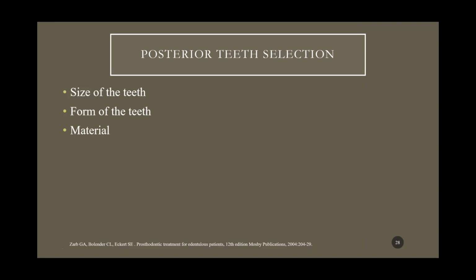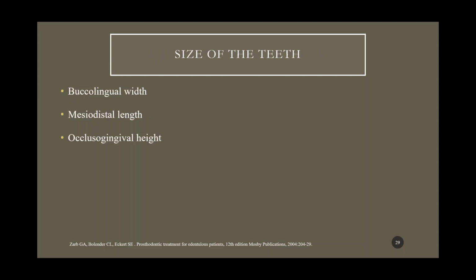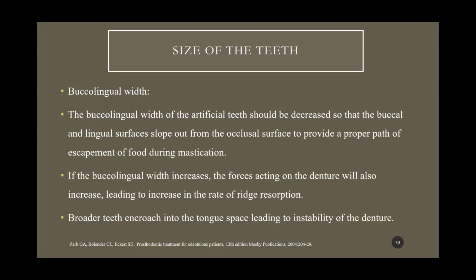Then coming to the posterior teeth selection, it will be covered under the size of the teeth, form of the teeth, and the material. The size of the teeth is divided into buccolingual width, the mesiodistal length, and the occlusal gingival height. The buccolingual width should be adequate to act as a table to hold food during trituration, and it should also be able to support the cheeks and tongue, and it should be in functional harmony with the musculature during swallowing, speaking, and mastication.